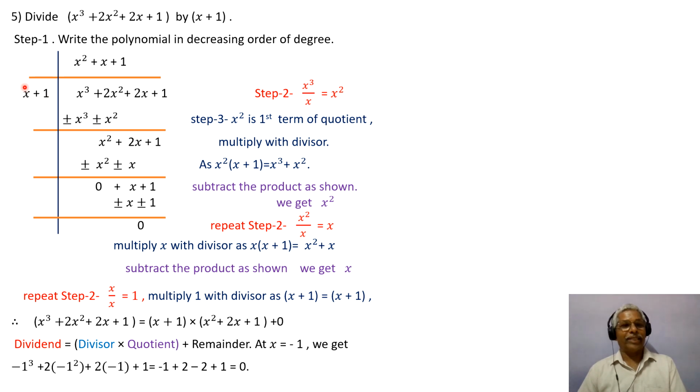So if you take that value x equal to minus 1, which is a 0 of this, and substitute it, see I have done it here. At x equal to minus 1 we get minus 1 cube plus 2 into minus 1 square plus 2 into minus 1 plus 1. So this is minus 1, this is 2, this is minus 2, and this is plus 1, and ultimately you get 0. We will come to this in a further part of this topic.